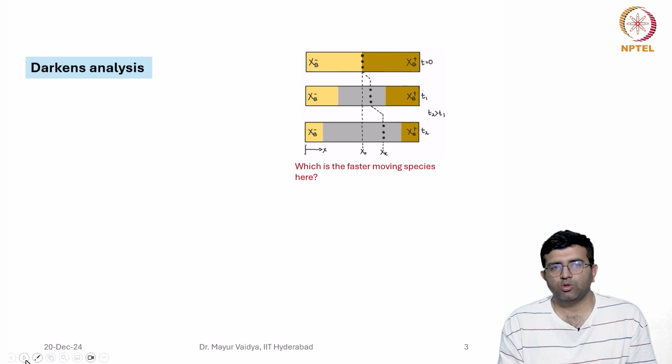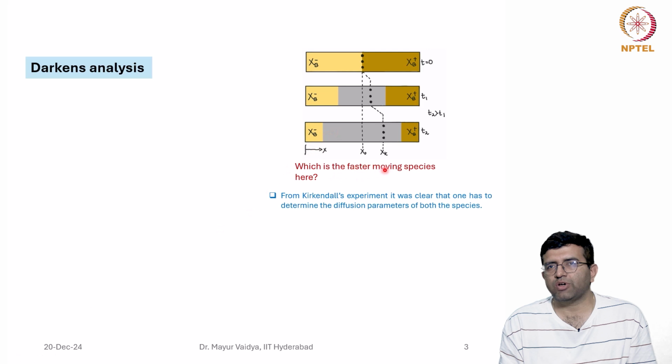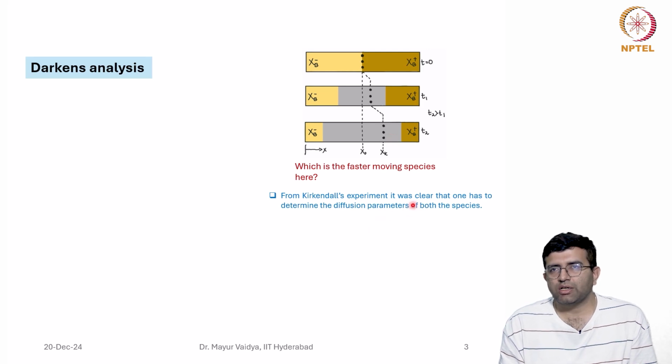By the way, this is a question for you: which is the faster moving species here? I have indicated Xb minus and Xb plus, which means that it is lean in B here and more in B there. The other element is of course A. So, you have to guess in which direction the diffusion is faster, from right to left or from left to right. Now, as I said, from Kirkendall's experiment it was clear that one diffusion coefficient is not sufficient, you need to determine 2.